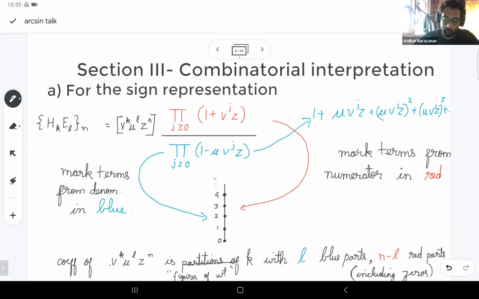I could simply say the weight of a figure is just the sum of the levels that all of the pieces occupy. And so the coefficient of v raised to k, u raised to l, z raised to n is all figures of weight k with L blue parts and n minus L red parts.